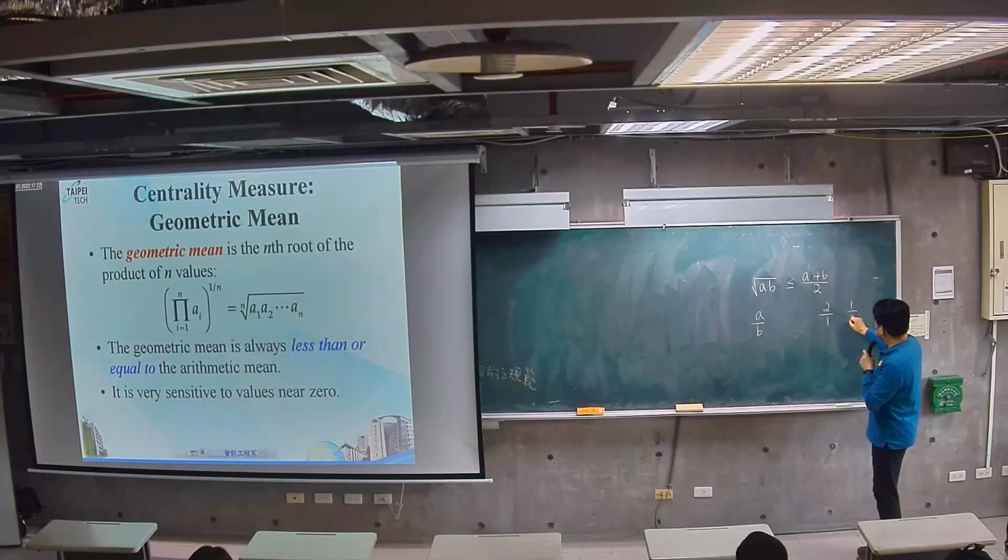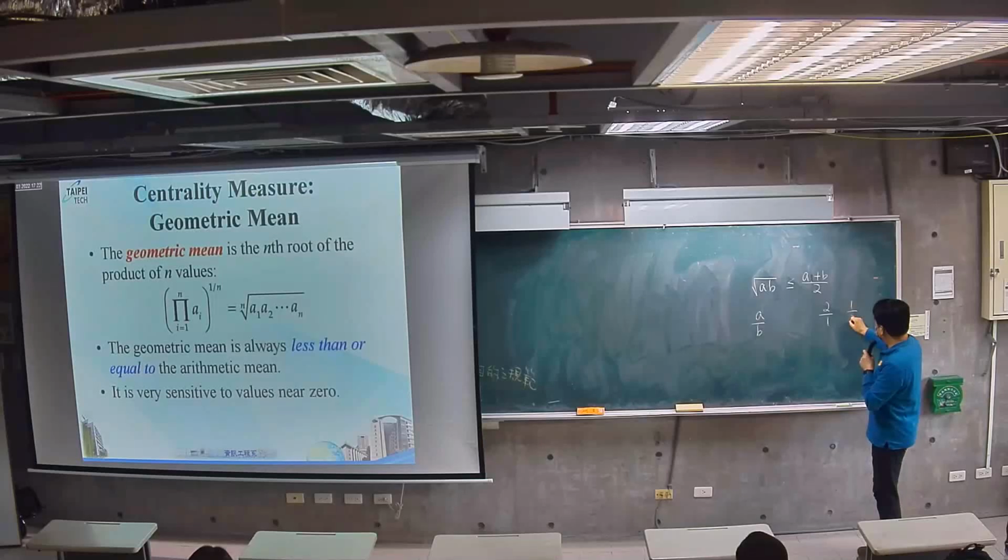Or you can take the log. You might see the reason why. We might see that later in this course. Another thing about the geometric mean is that it is very sensitive to values near 0. This will be the geometric mean, which we usually use for ratios.